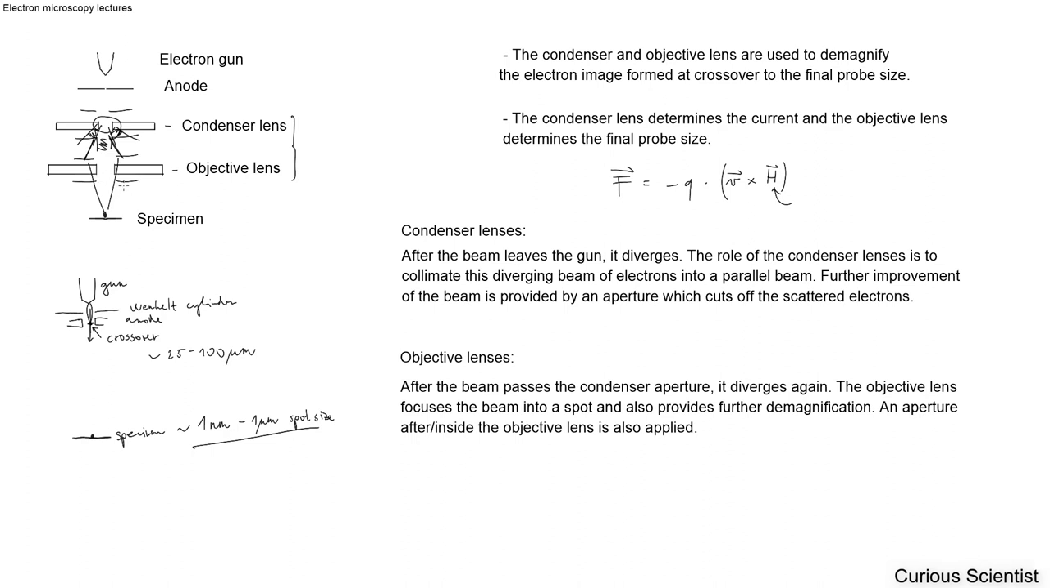And then, as I drew it previously, either before or after, we have some aperture to control the beam. But you have to remember that if you apply an aperture, that will just remove some electrons, so the final beam current will actually be reduced.